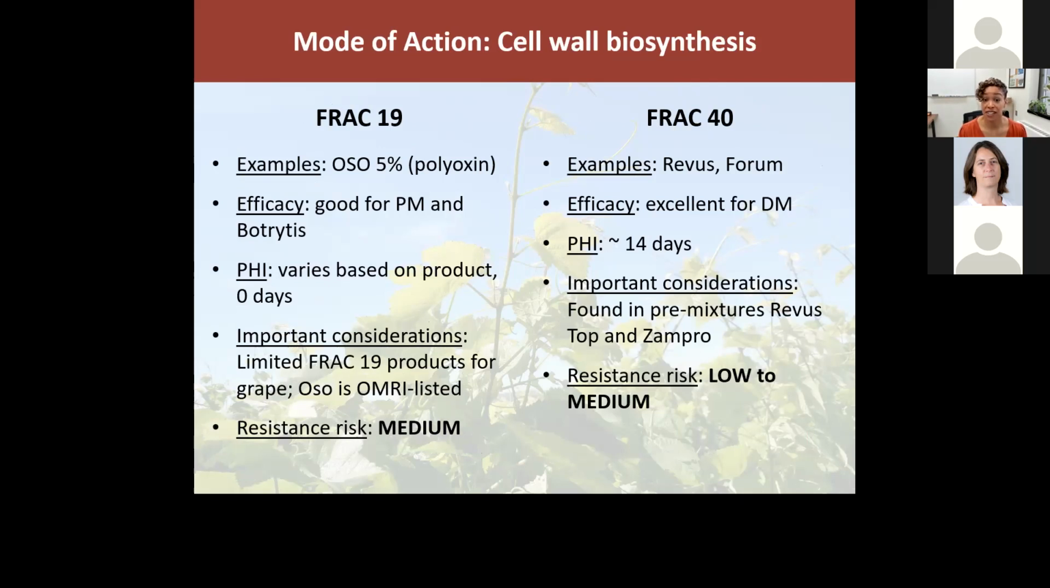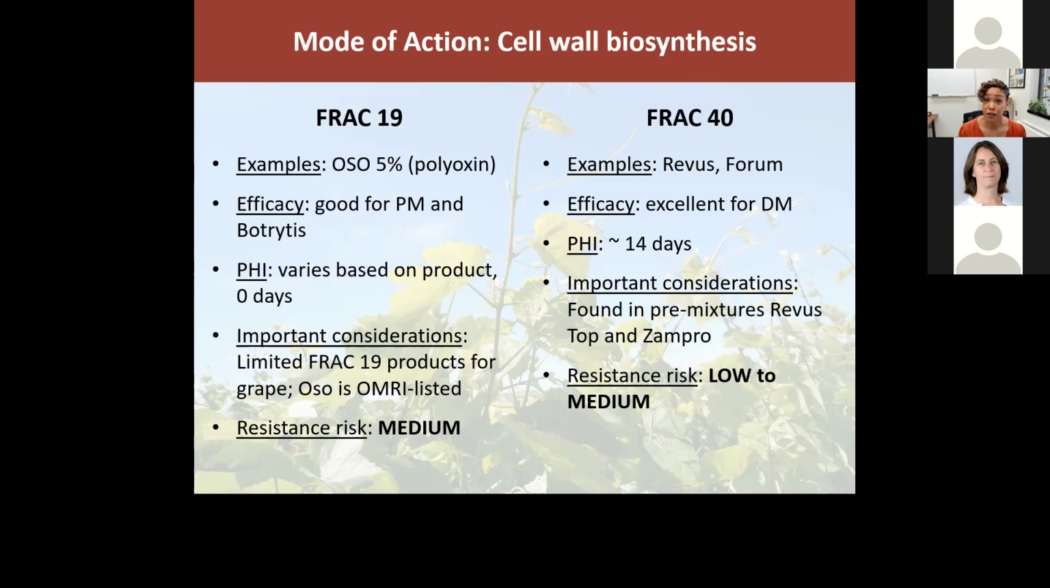In fact, Oso is also on the OMRI list, so it's registered for organic production, but this is not true of all of the FRAC 19 products. So again, you need to look for that OMRI insignia on the label. And these tend to be medium risk for fungicide resistance development.